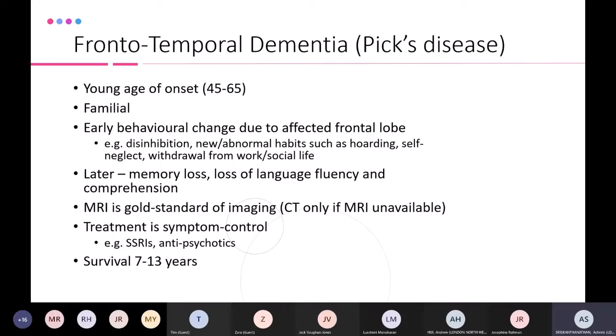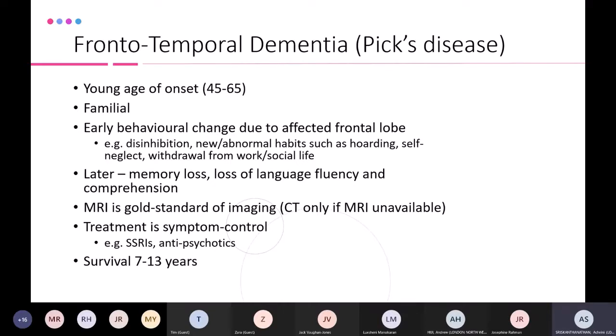So just a little bit about frontotemporal dementia. So this is typically a young age of onset, so around your late 40s into your early 60s. It's got a familial link. So in this SBA, it mentioned that one of their parents died at a very young age of dementia, so very likely to be frontotemporal dementia. And you'll see these behavioural changes early on, which is due to the frontal lobe being damaged from this.